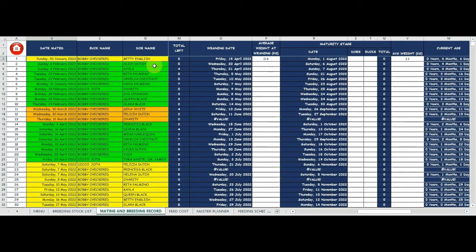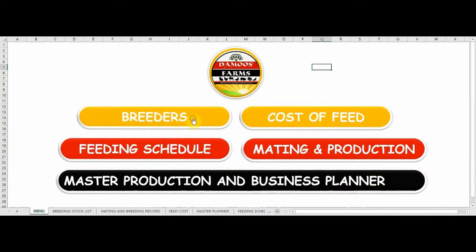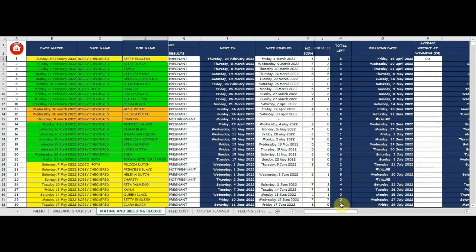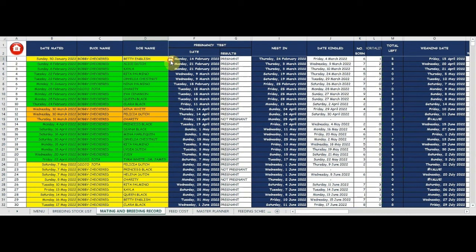Okay, so over here you enter first of all the date mated. Then the buck name you select from the list of bucks which you entered in the breeding stock list. So then you select the buck that you used. Let's see, I don't want to mess up my record. So Betty English is one of the does in my farm. So once you click here, the list of all your does also appears.